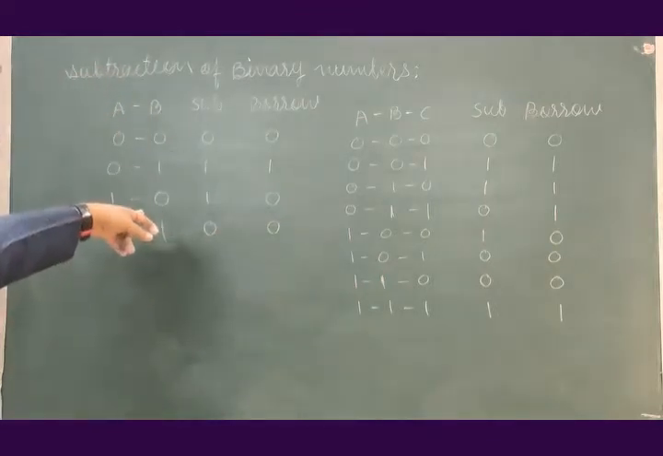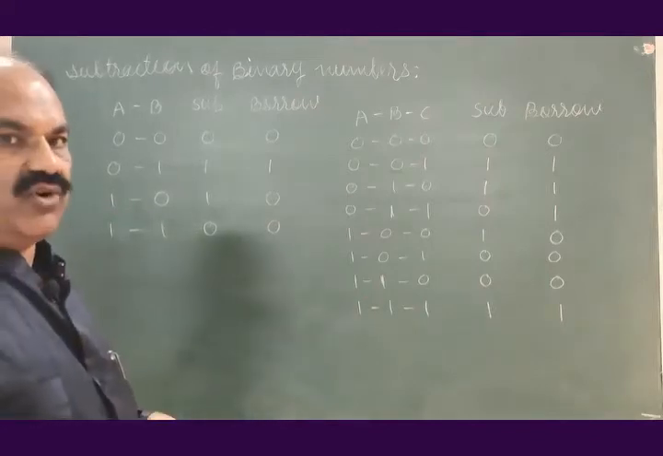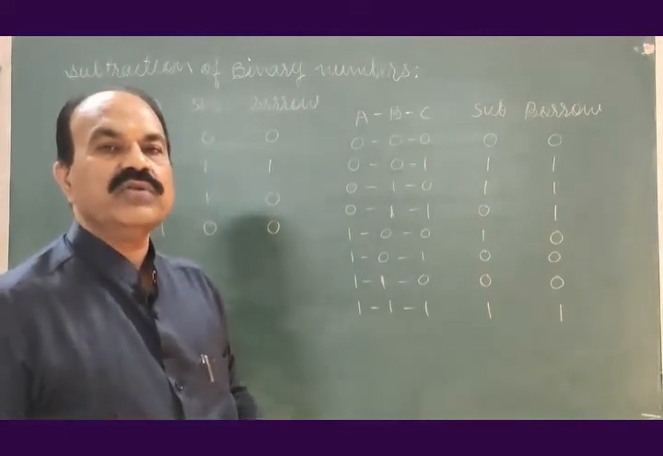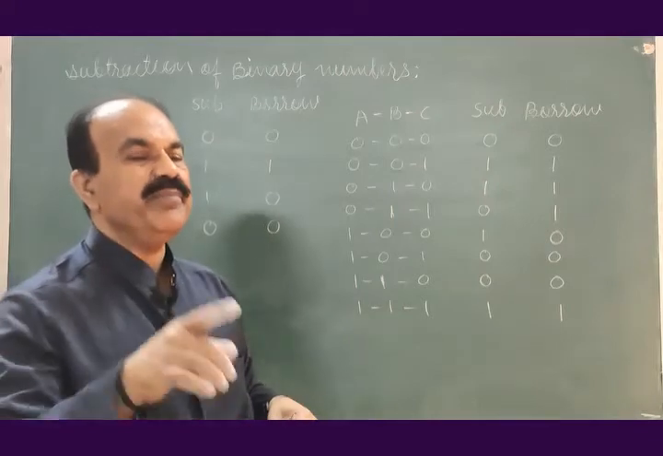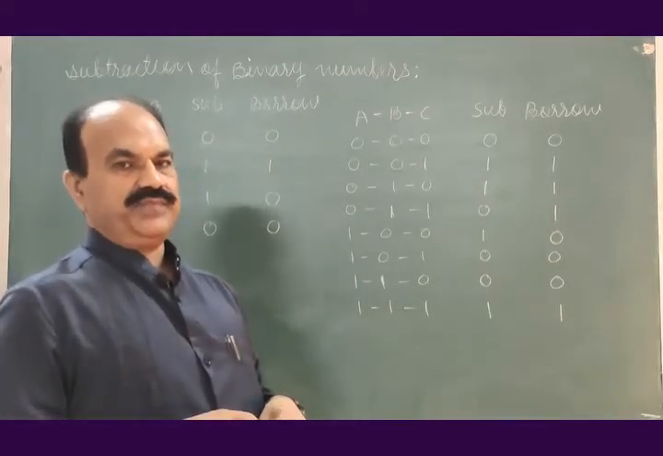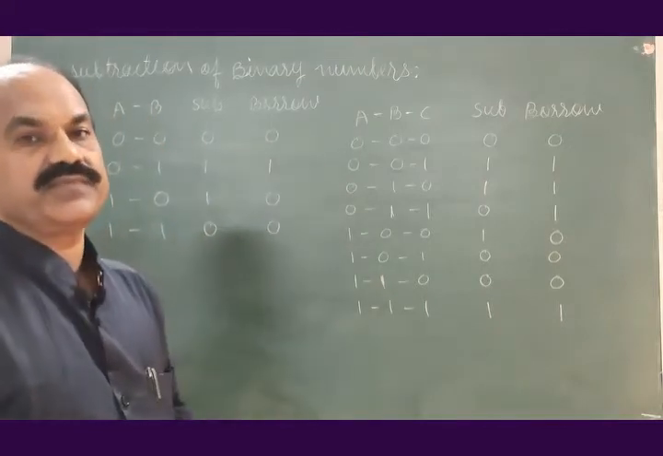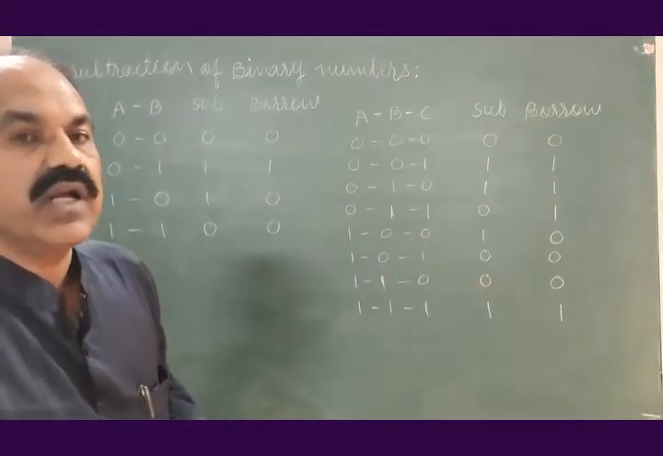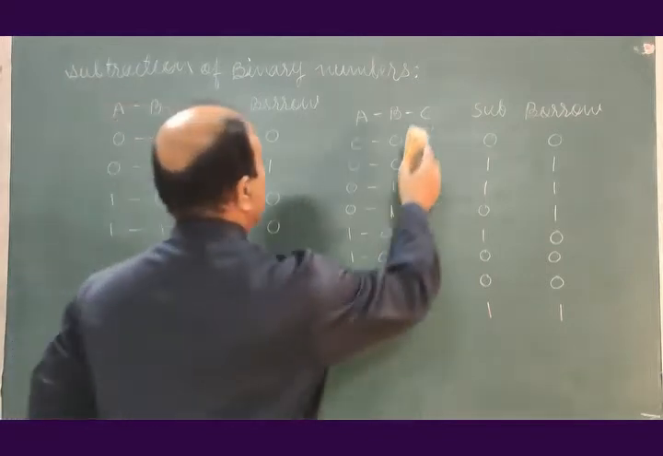This is the first table for rules of subtraction when only 2 bits are involved. This is the second table for rules of subtraction when 3 bits are involved. Let us remember these rules, and with the help of these rules, let us work out a few examples of subtraction of binary numbers.